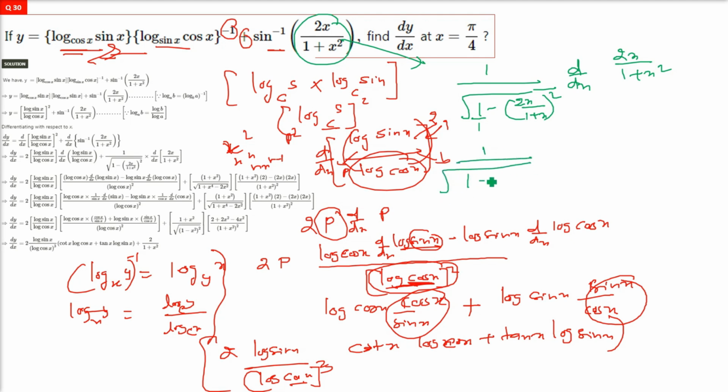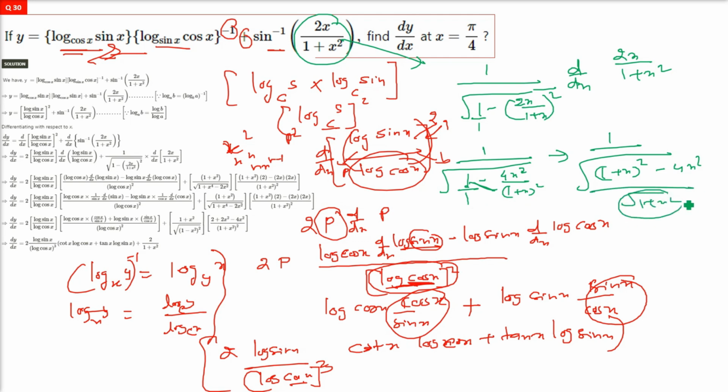So let me write it here, 1 by under root, 1 plus x whole square minus, or first let us square it. 1 minus 4x square by 1 plus x square. Now this is going to be 1 by under root 1 plus x square, and minus 4x square divided by under root 1 plus x square. And since it is in the under root and in the denominator, it will go up. So under root 1 plus x square whole square. So this will go in the numerator, and because it is squared inside the under root, it will also get cancelled out.